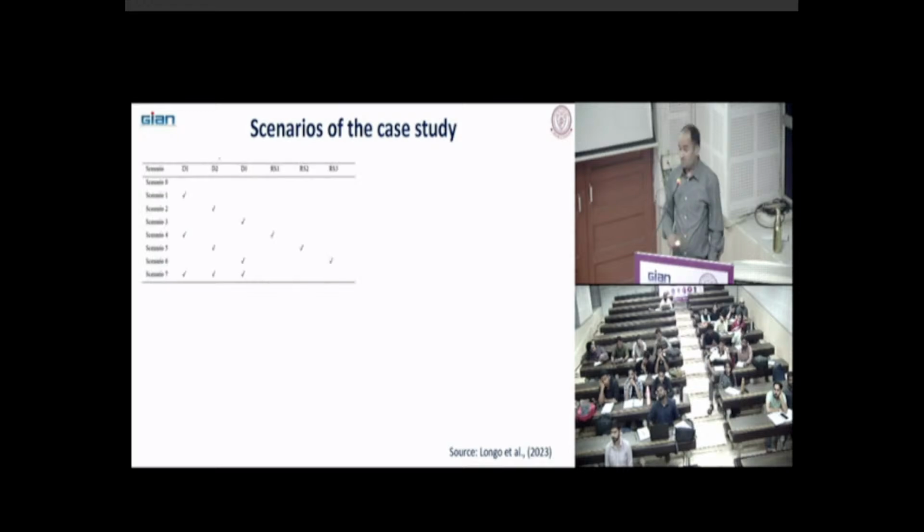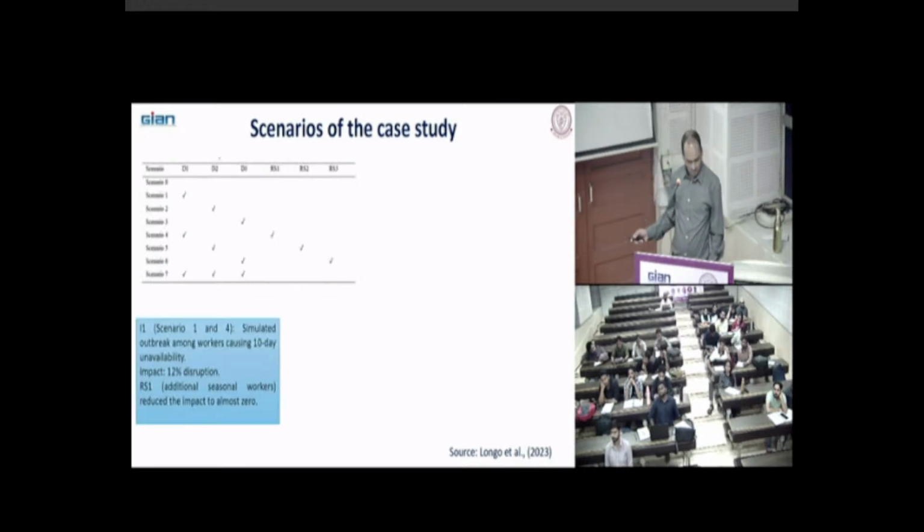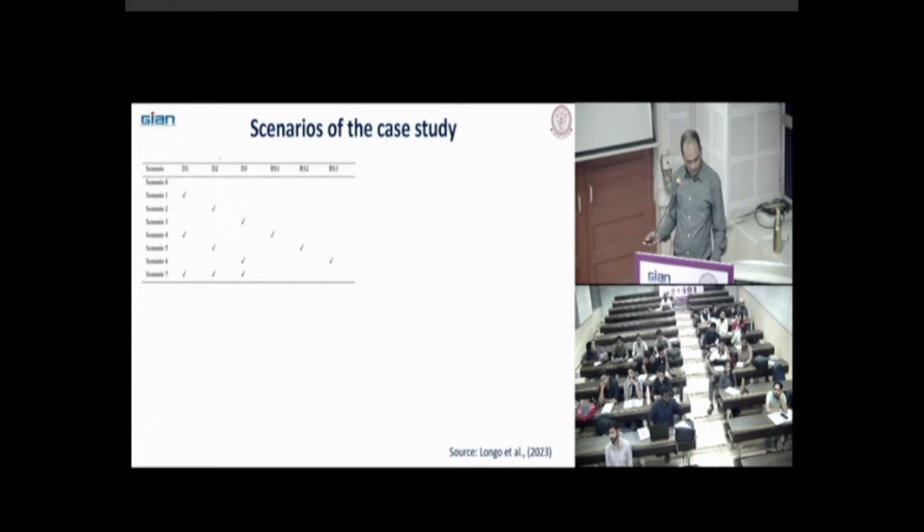So what are the scenarios they consider? They consider, how many scenarios? 7 scenarios. Why? Scenario 0. Scenario 0 means, what is it? Can you see D1, D2, D3? What is D1, D2, D3? Disruption 1, 2, 3. RS1, RS2, RS3, response strategy. Scenario 0 means there is no disruption. No disruption, no response strategy. Normal operation, everything is working fine.